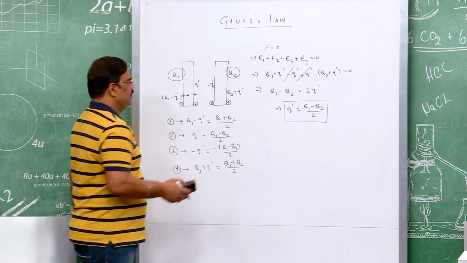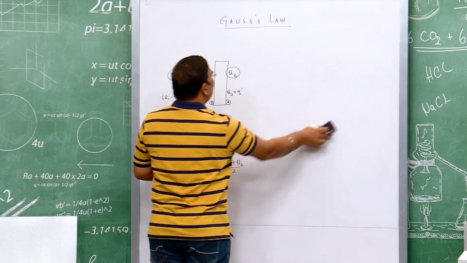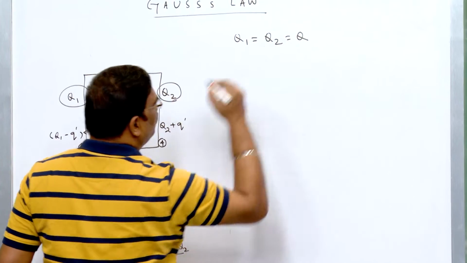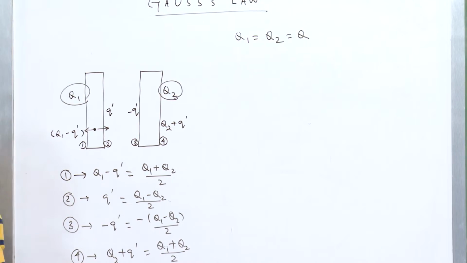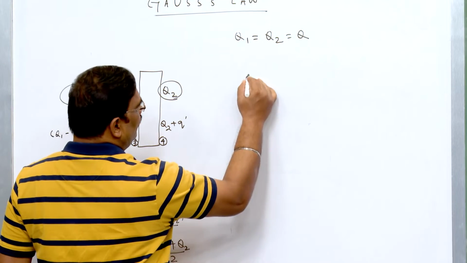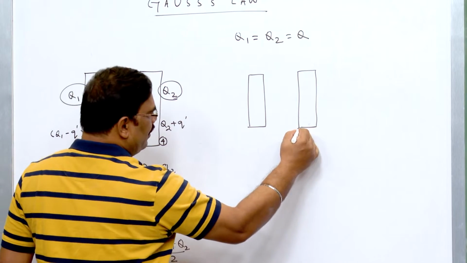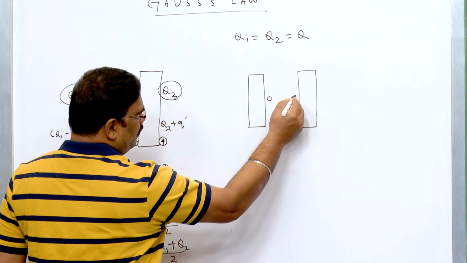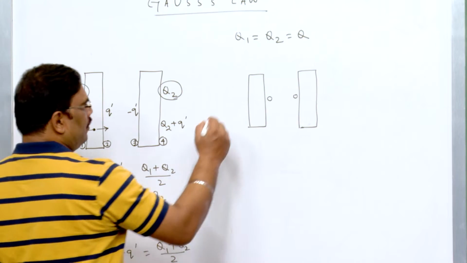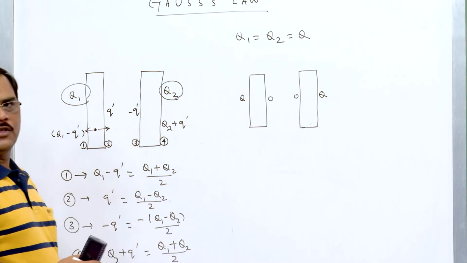In a specific case, if Q 1 is equal to Q 2 equal to Q, that is, if charges of the same magnitude and same polarity are given to two plates like this, then obviously there will be no charge appearing on the inner faces of both the plates. All the charges will remain on the outer faces.